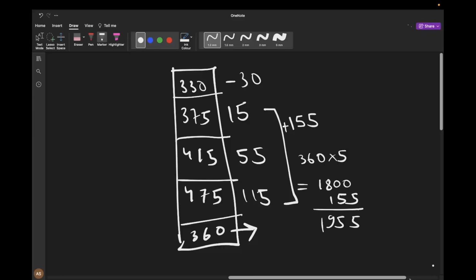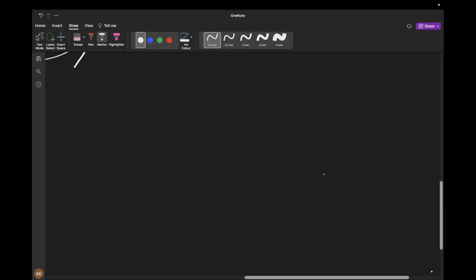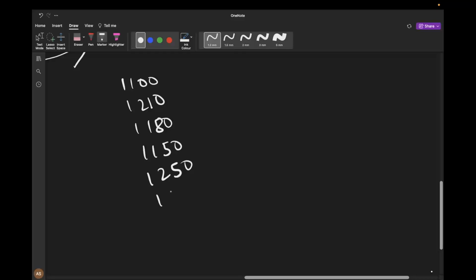Let's practice another. Yep. This time we'll take some larger numbers. 1100, 1210, 1180, 1150, 1250, 1140. Here we have 6 numbers. Let's again choose one of them to be our assumed mean. I'll take 1150 as our assumed mean.